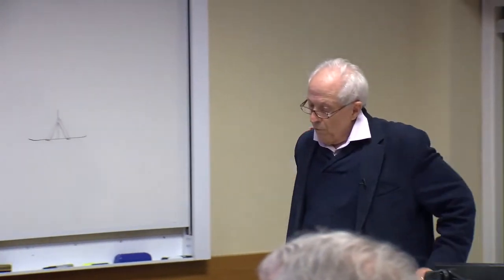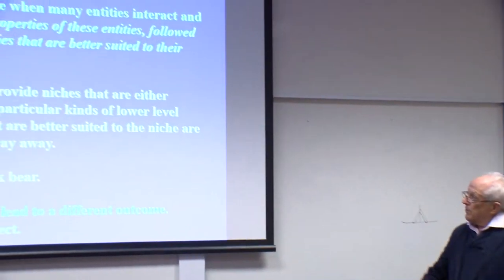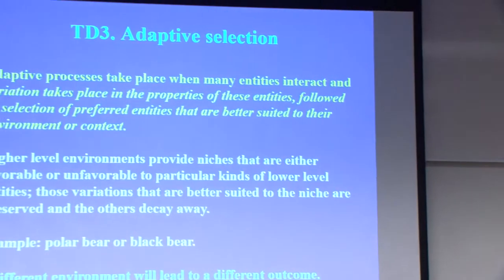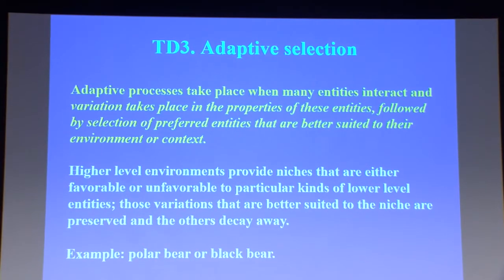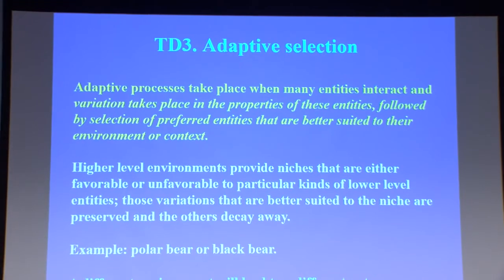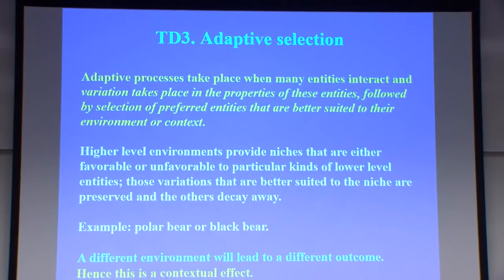So that's the second form. The first one was algorithmic, the second one was feedback control, the third is adaptive selection. Adaptive processes take place when many entities interact and variation takes place in the properties of the entities, followed by a selection of preferred entities that are better suited to their environment or context.